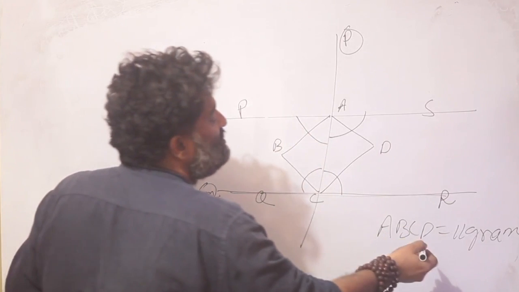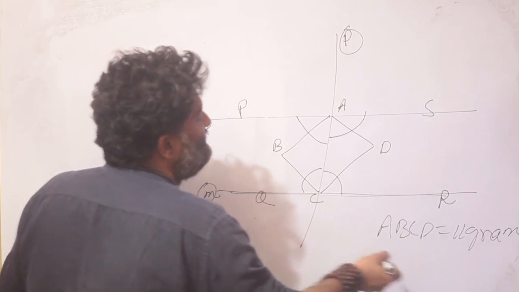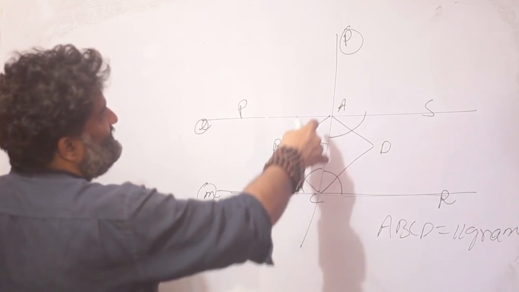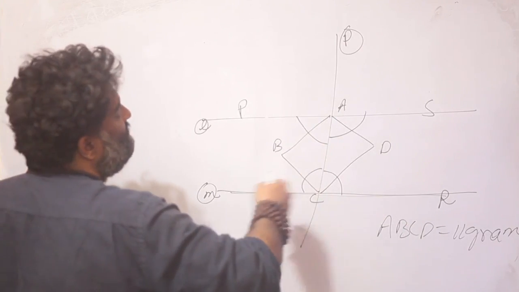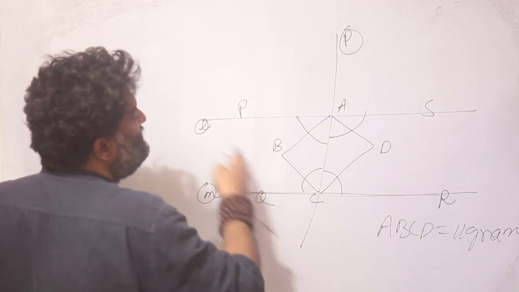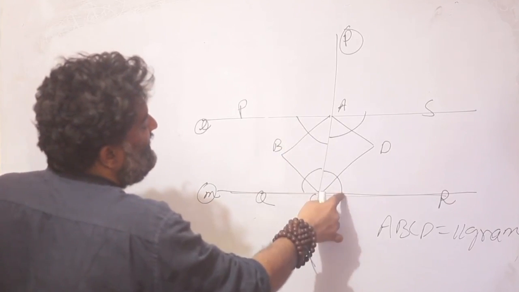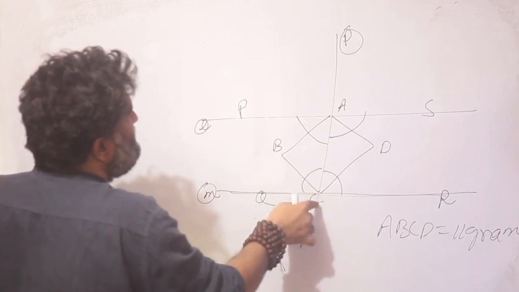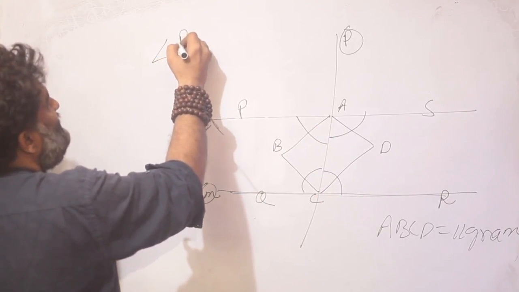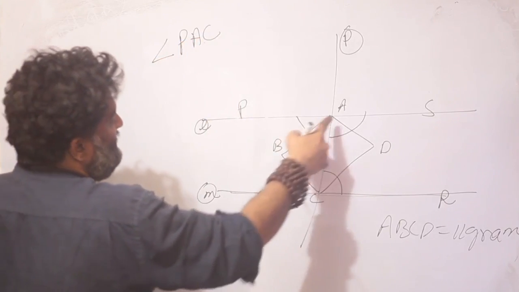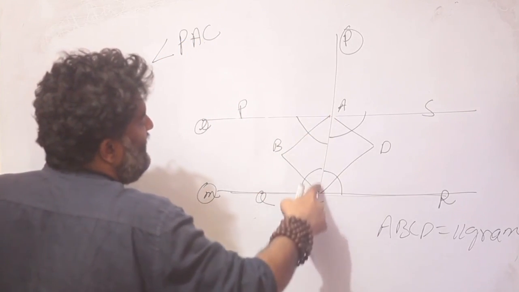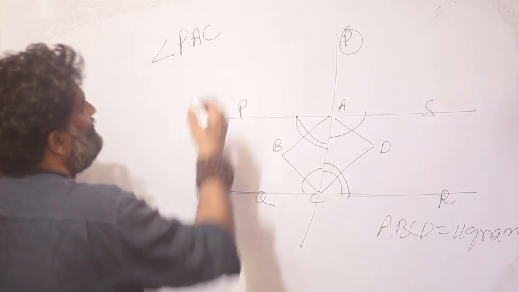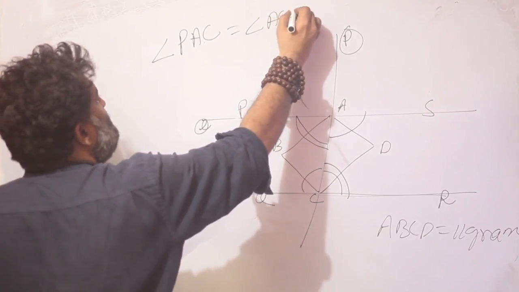Not only that, you also want to prove that it is a rectangle. So how will we go about doing that? So let's start working on the process. What do I know about parallels? What do I know about a transversal across a parallel line? The alternate interior angles are going to be equal to each other. So angle PAC, write it down somewhere, angle PAC is equal to angle ACR. This and this are equal to each other.